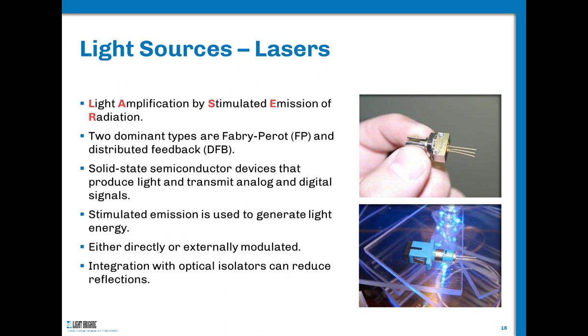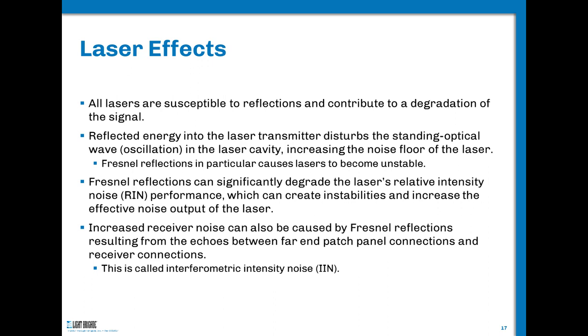Now, the last bullet, though, is that when they're integrated with an optical isolator, they can reduce reflections. The problem is most of the time users don't know if an isolator has been placed in front of the laser. An isolator is an optical valve that allows the light to transmit out through it, but it diminishes the amount of reflected light. So it's always better to have isolators, but again, that's part of the transmitter specifications. And from the outside plant perspective, we have to assume that there's no isolator on the laser.